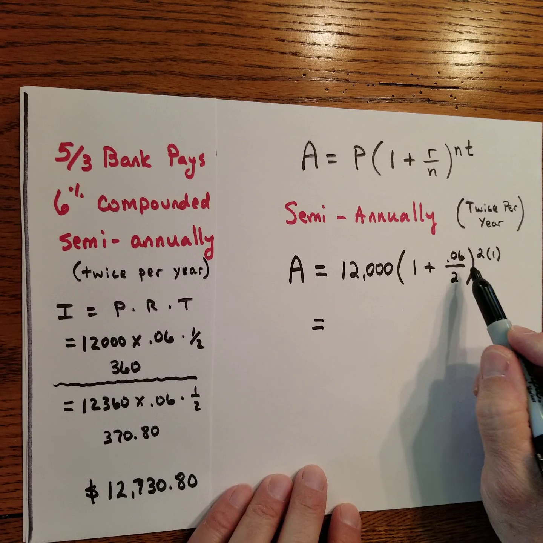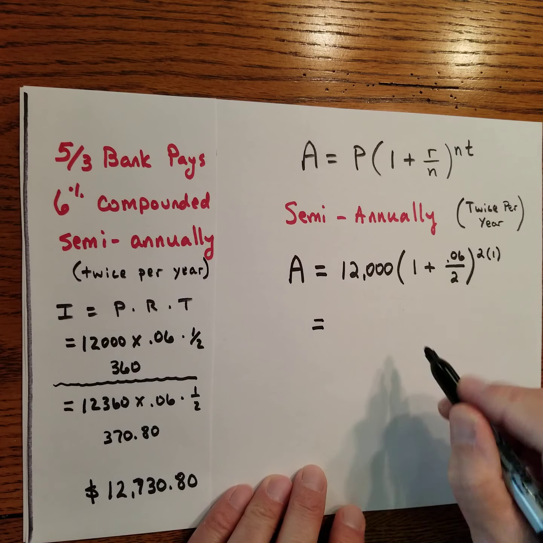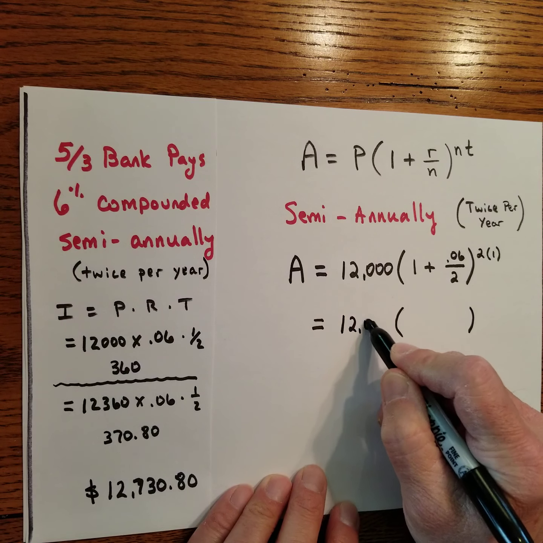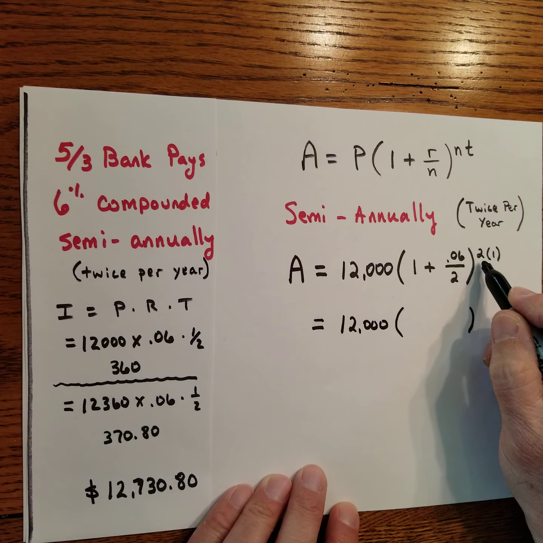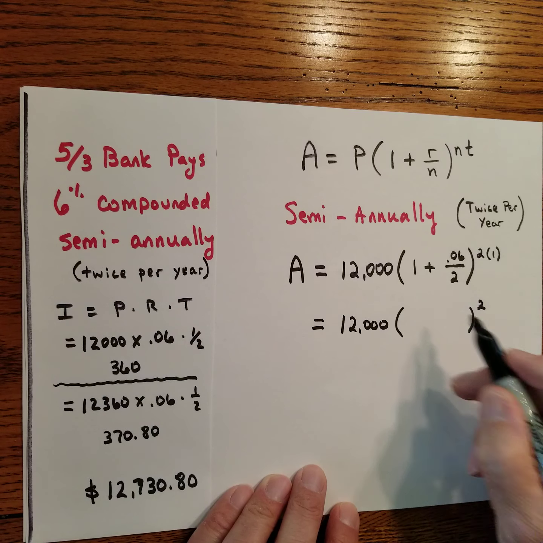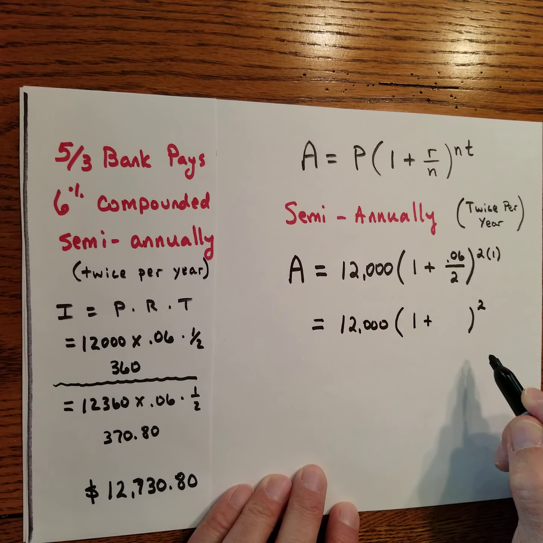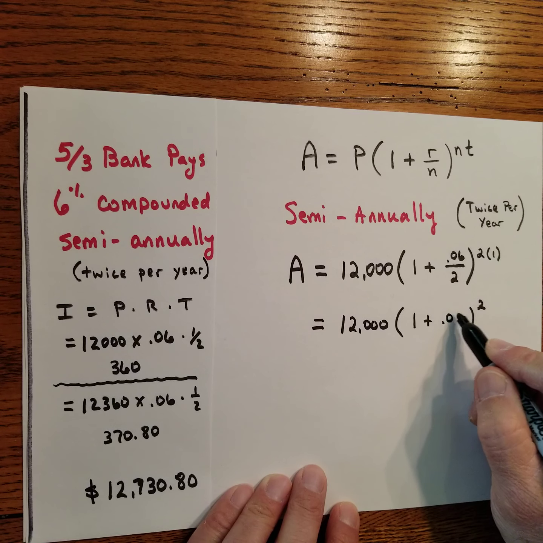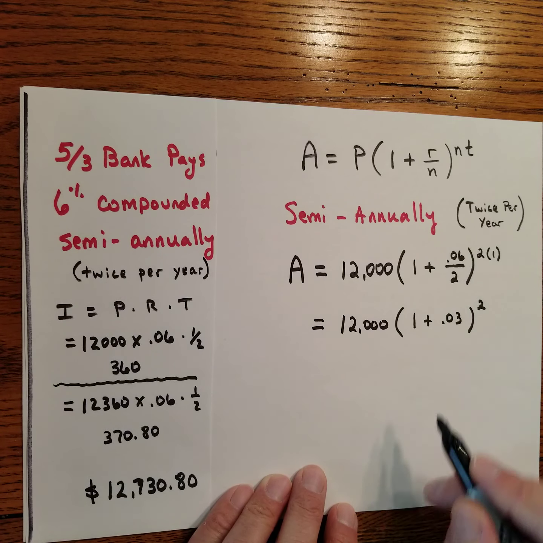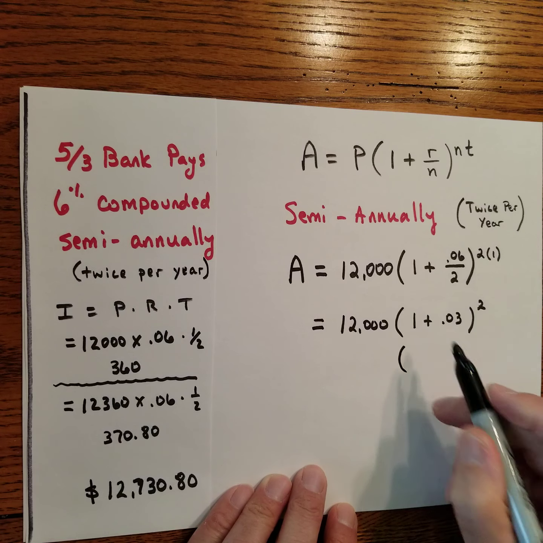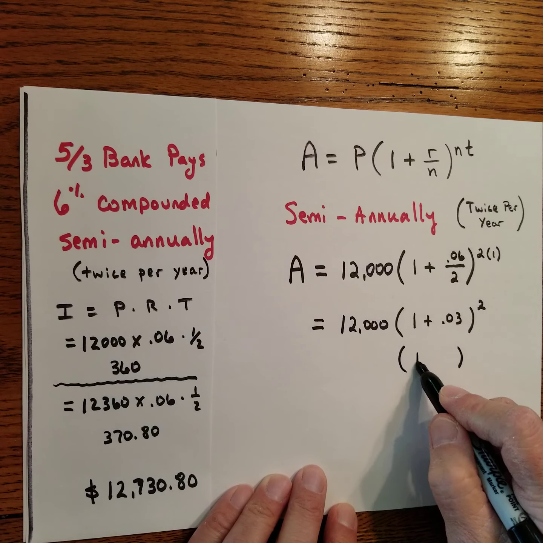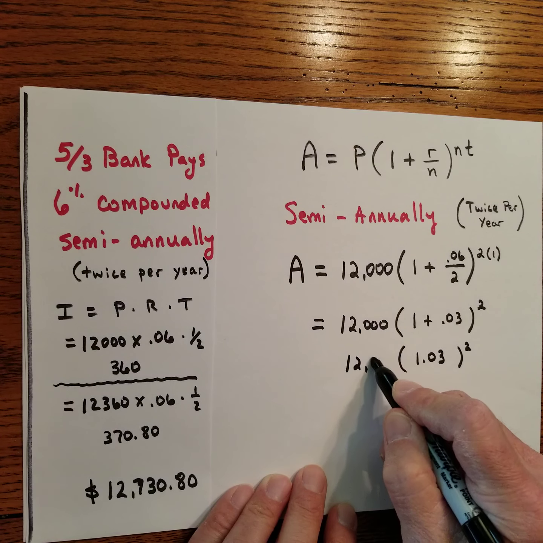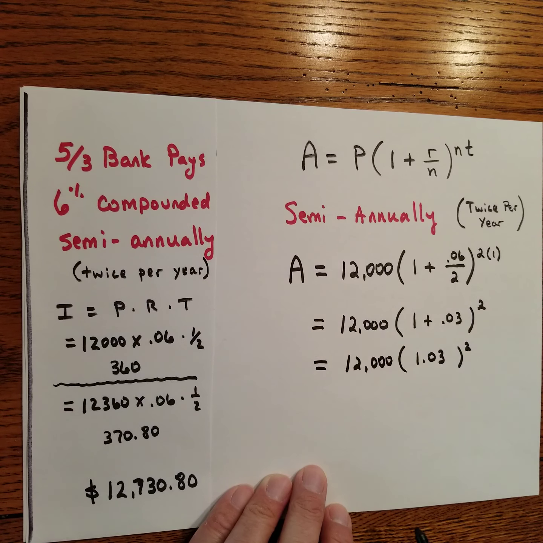The first thing we'll do is divide 0.06 by 2. I'm going to copy the 12,000. 2 times 1 is 2. Copy the 1 plus. 0.06 divided by 2 is 0.03. Now add 1 plus 0.03. Copy everything else.